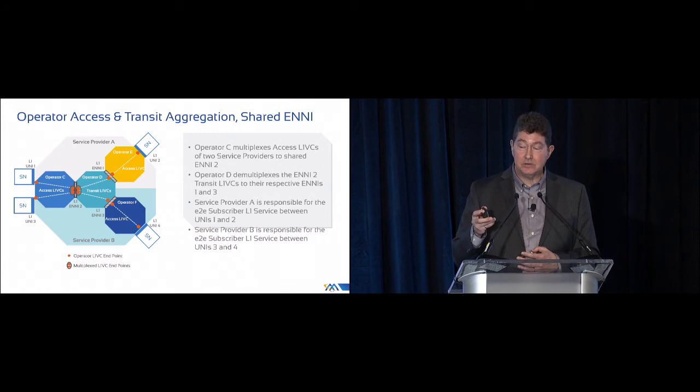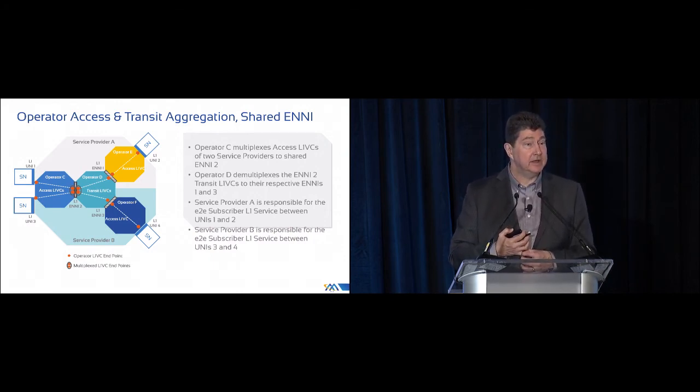In this case, you'll note that at ENNI 2, there's 2 access L1 VCs muxed up to a higher rate handoff. That's what the black circle means, and passed across to the operator D side of the ENNI. So that's called a shared ENNI because you have operator L1 VCs there providing end-to-end connectivity for 2 different service providers.